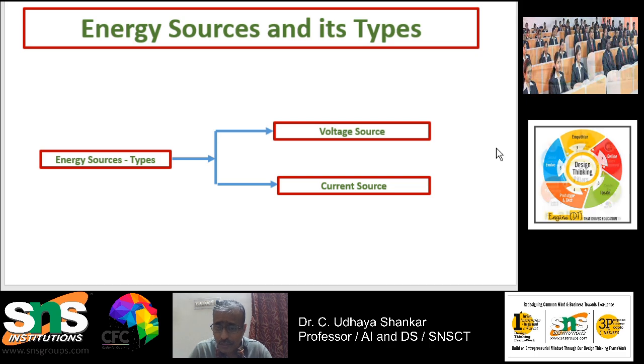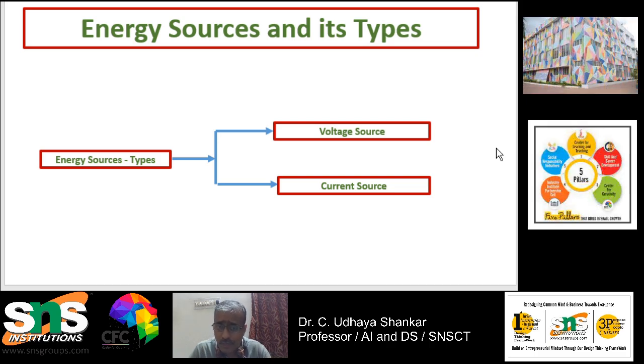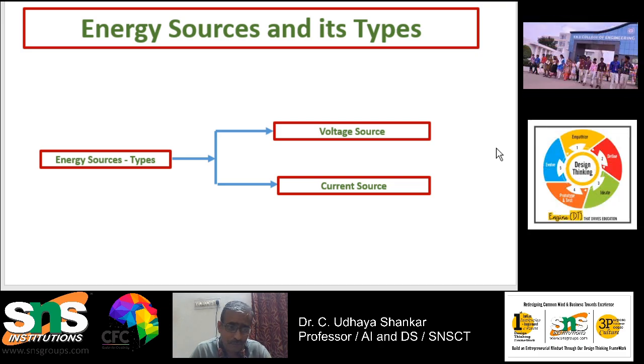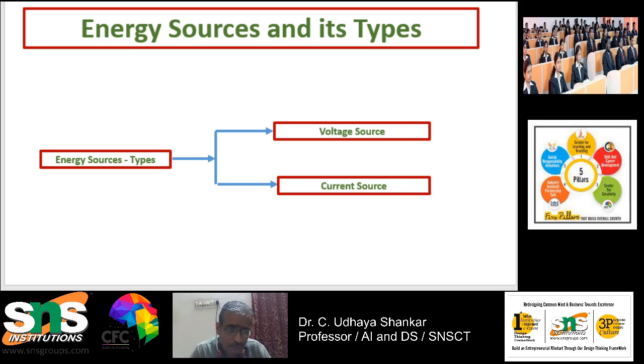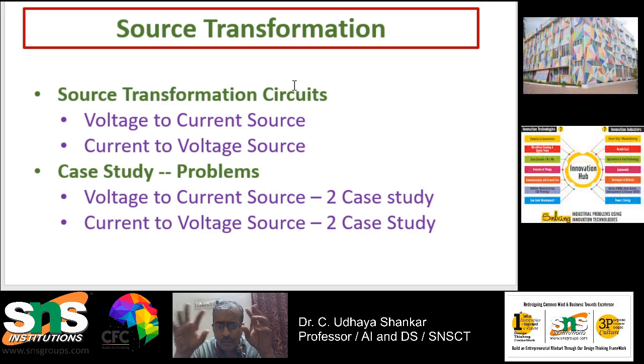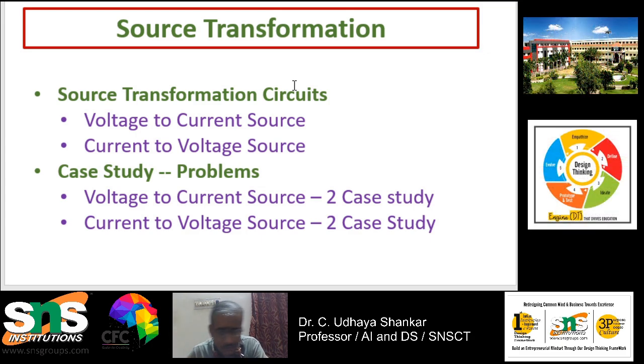According to the magnitude of load, the output current will be varying. If you are using a current source type, then the output voltage will be varying, whereas the current will always remain constant. The output voltage will change according to the magnitude of the load which has been connected. This is how these energy sources behave, and these are the two different classifications: the voltage source and the current source. So, source transformation circuits: voltage to current source and current to voltage source. Case study problems we will be discussing, and these are the things we are going to discuss further in detail.